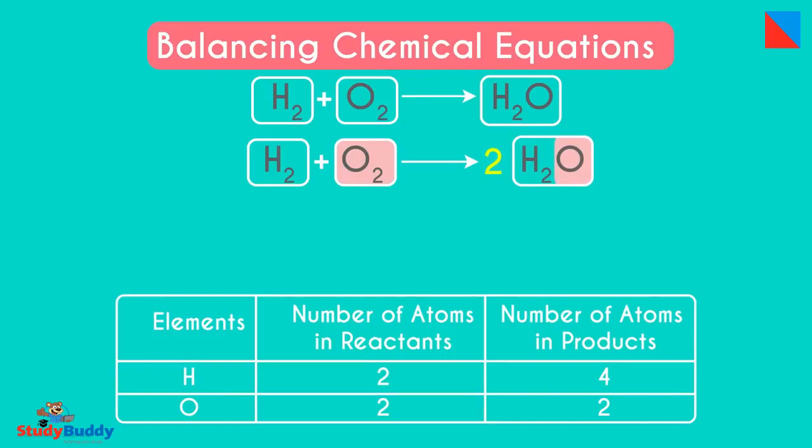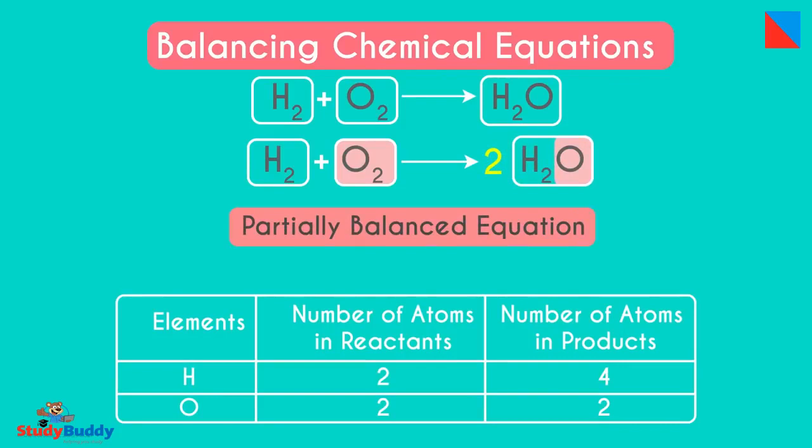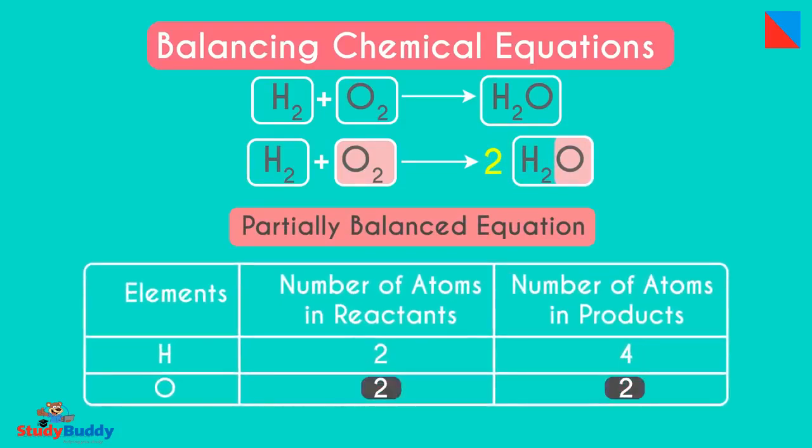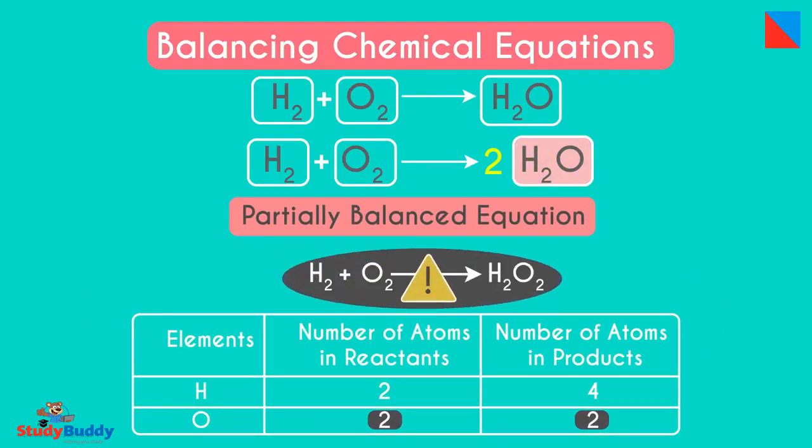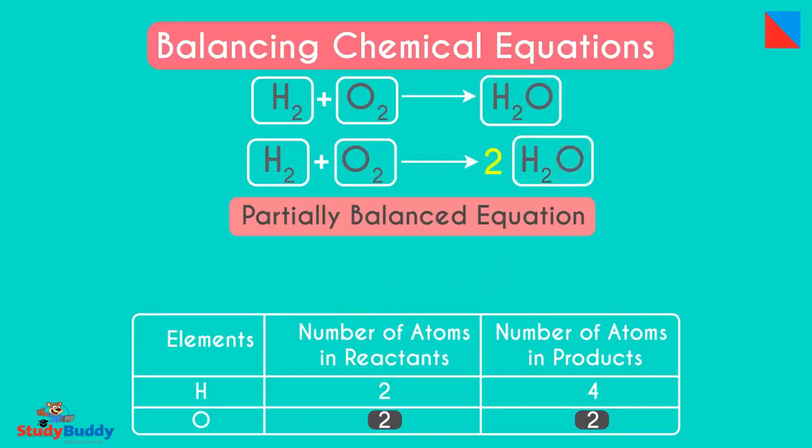What we have here is a partially balanced equation. The number of oxygen atoms on the right is 2 and that on the left is also 2. Also remember that you cannot alter the formulae of compounds or elements involved in the reaction, which means that to balance the oxygen atoms, we cannot change H2O and write it as H2O2. This would be incorrect. Let's go back to the partially balanced equation.